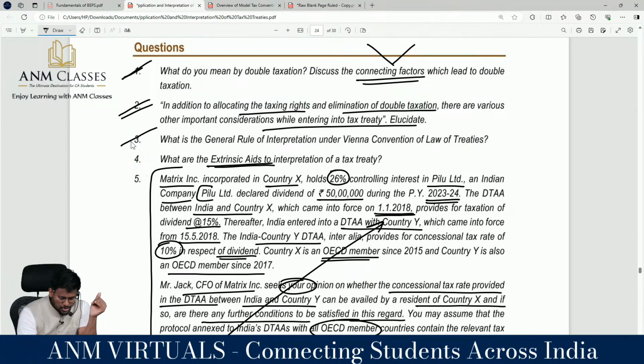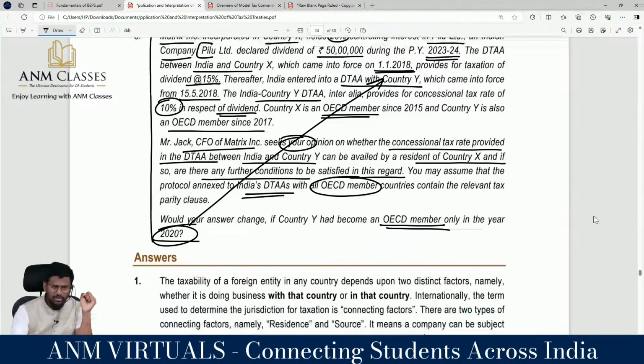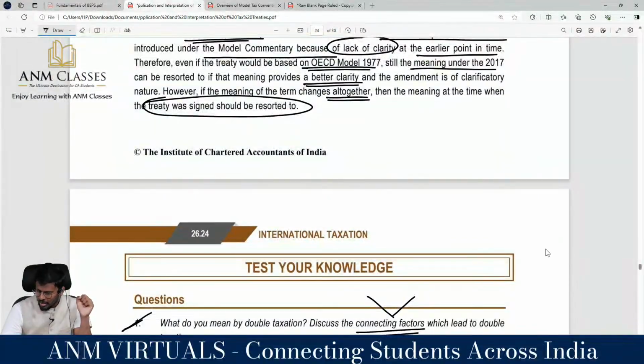What is the general rule of interpretation under the Vienna Convention on the Law of Treaties? Fifth question we have already explained. These are the 5 questions, my dear lovable students. With this we can say that we are through with the interpretation of tax treaties.